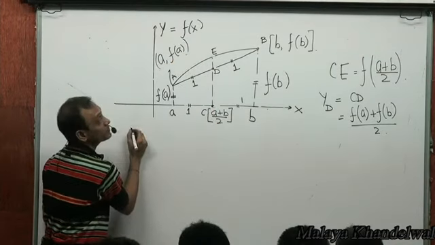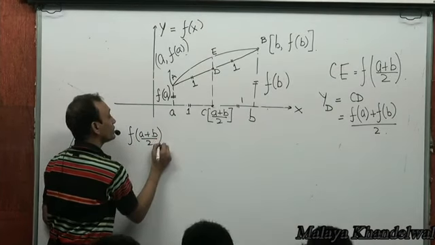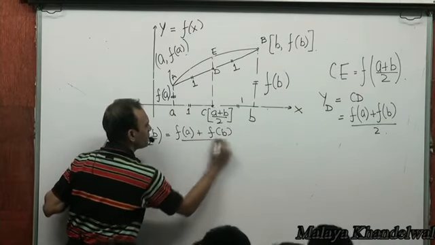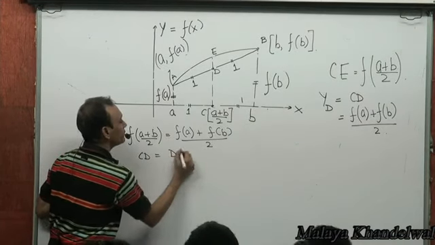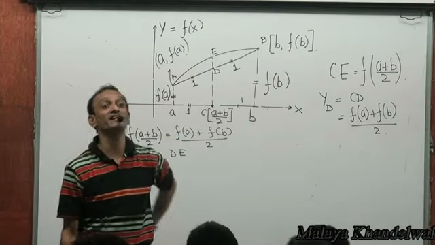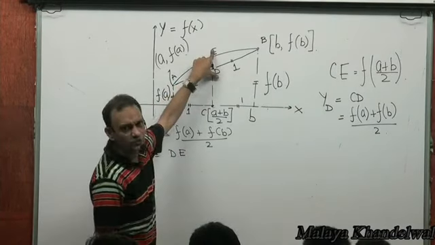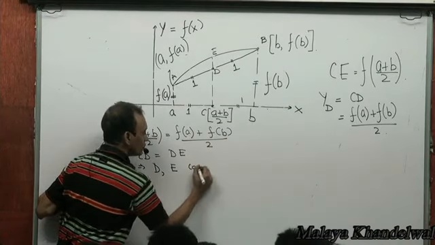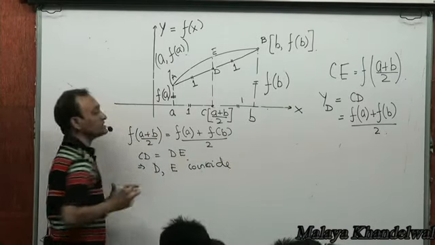But what's given in the problem is f of (A plus B)/2 equals (f of A plus f of B)/2. That's given in the problem. That means what's given is CD equal to DE. If CD is DE, that can happen only if D and E coincide.